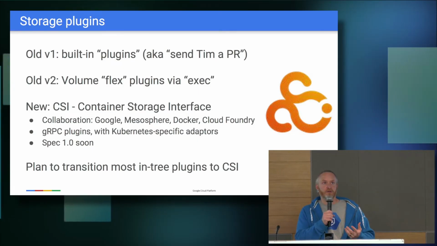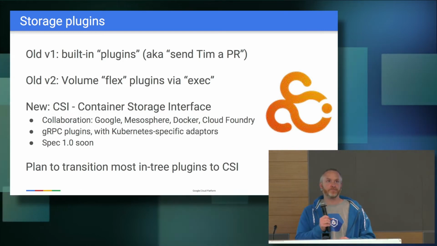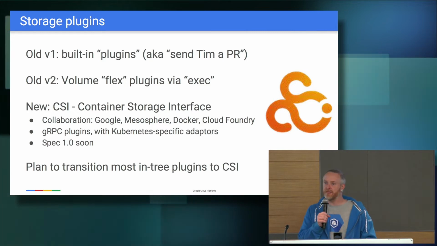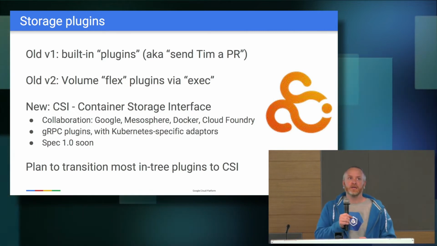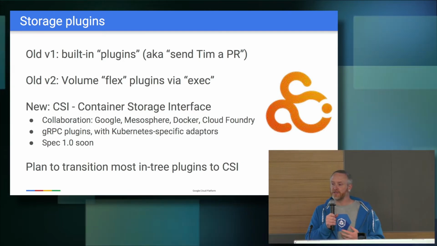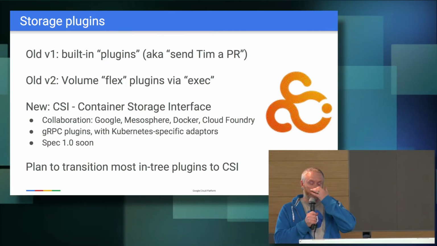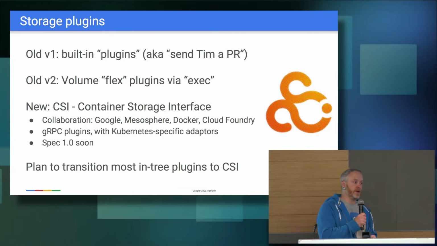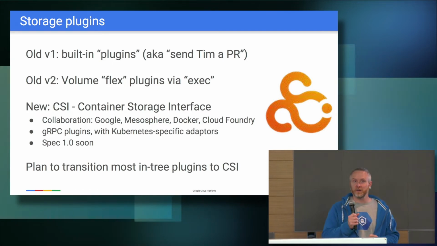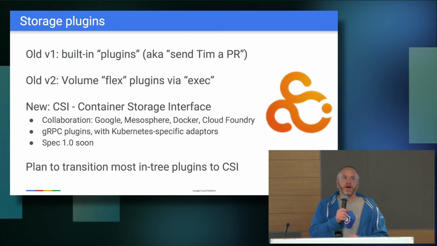So we started with version 1. We had the built-in plugins version. It was known as Send Tim a PR. It didn't work too well. We have about 15 plugins that still operate this way. Then we adopted a new interface called Flex, which allows you, sort of like CNI, to write an exec plugin. More recently, we've been working on a new plugin standard, the CSI, the Container Storage Interface. You might see a pattern here, which is actually set to go 1.0 very soon.